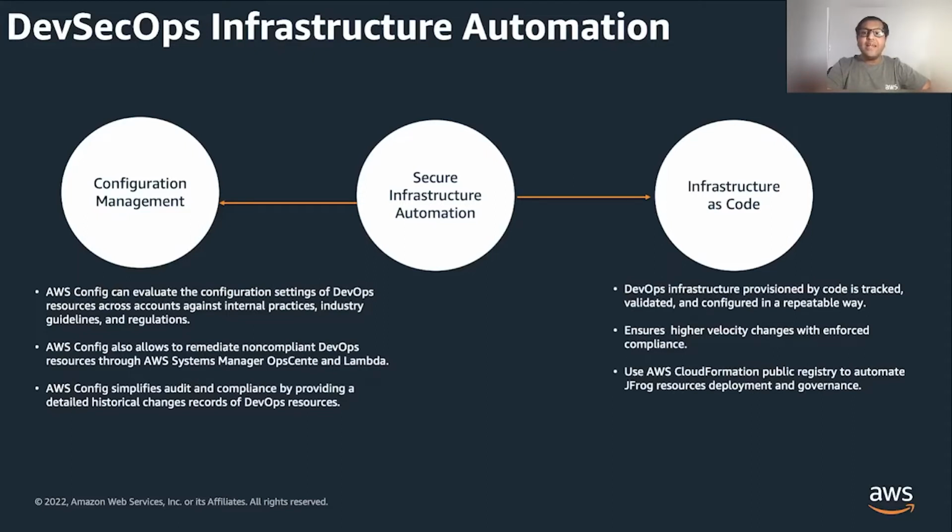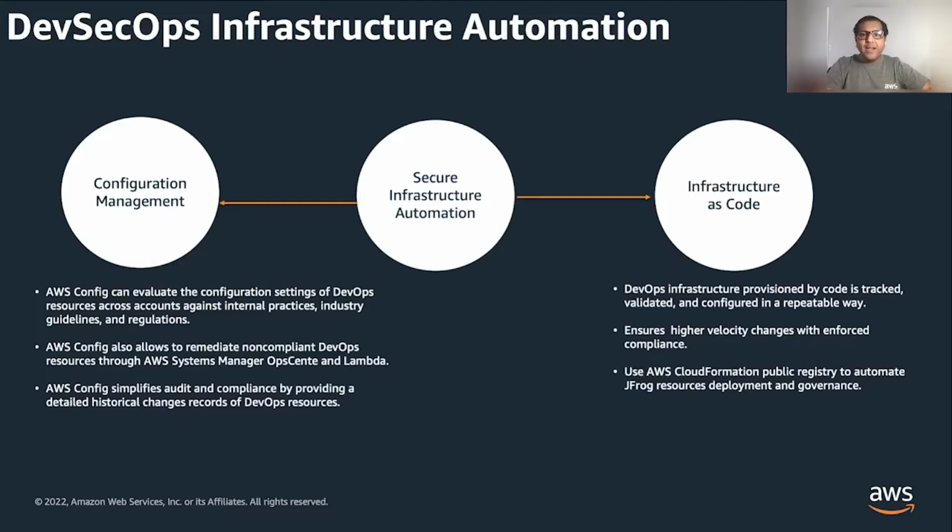For example, required tags. This rule checks if your resources have the specified tags. We have another managed rule, which is EC2 EBS encryption by default. This rule checks that Amazon Elastic Block Store encryption is enabled by default.